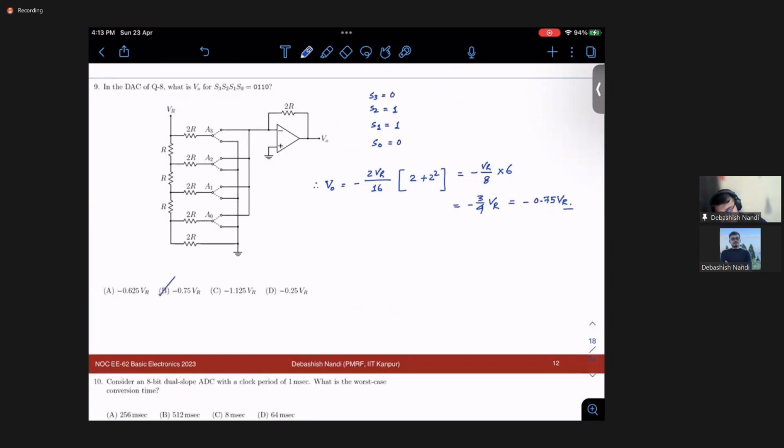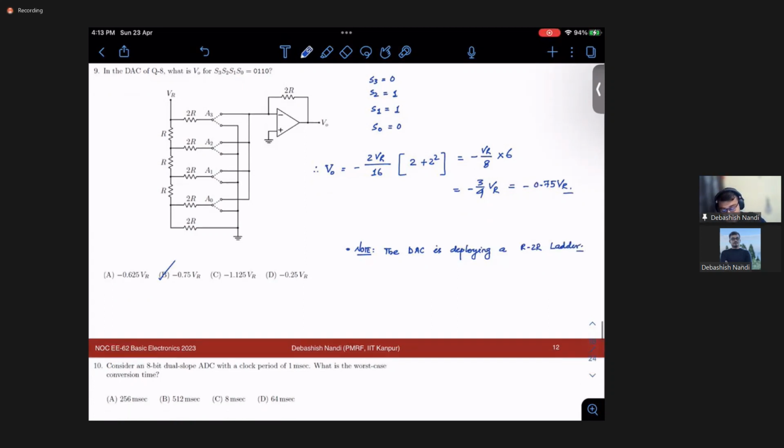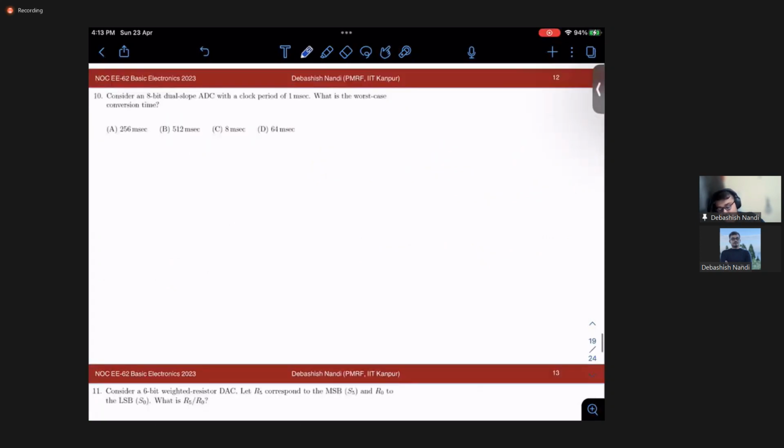Fine. So in this way, you can solve this kind of problem. The crux is to note that the DAC is deploying an R2R ladder. Okay, that is the main point to note. Rest of the analysis is very simple. So let's move on to the next problem.